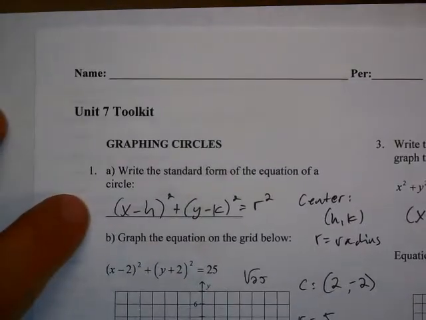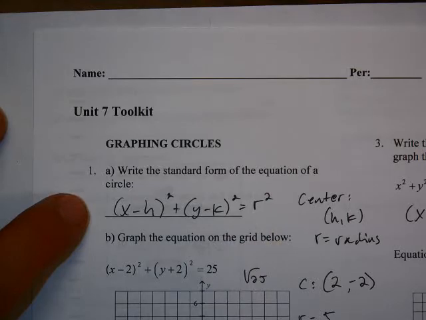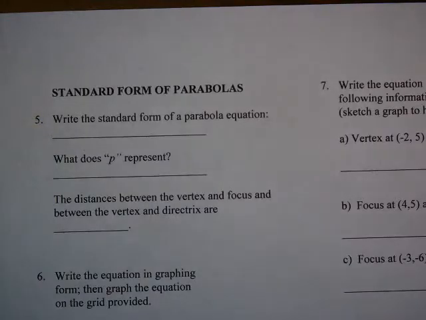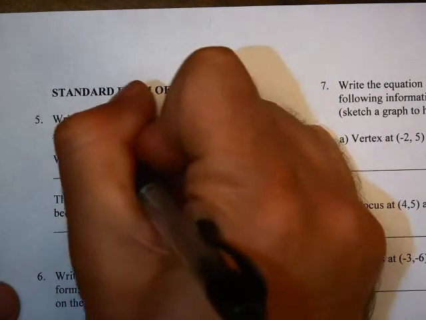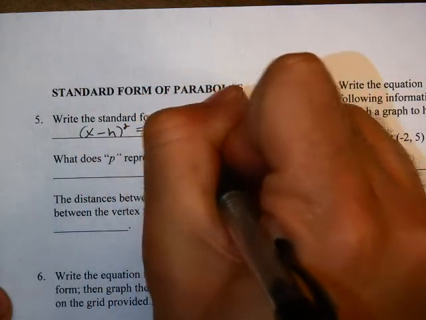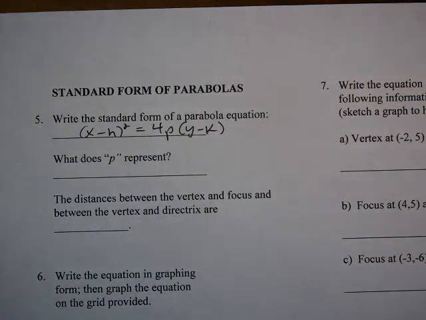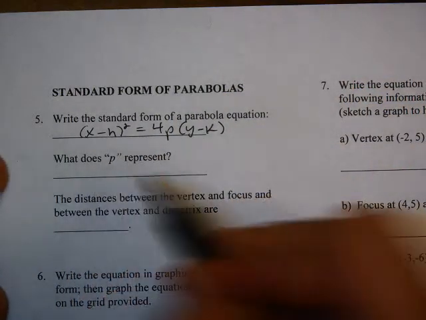Remember, your circle equation had two squares. Here it had the radius squared. A parabola does not have a radius. So our equation is (x minus h) squared. It starts the same way, but then it equals 4p times (y minus k). The p, it says, what does the p represent?